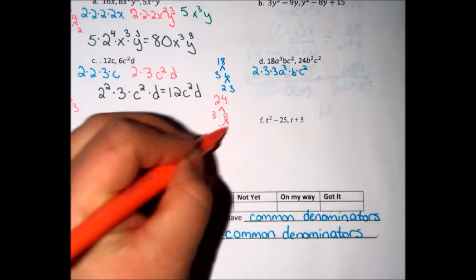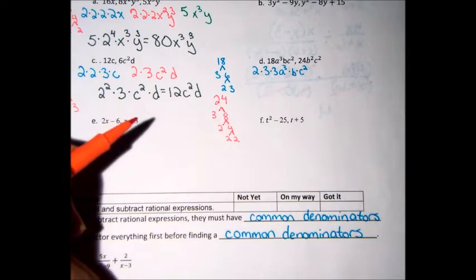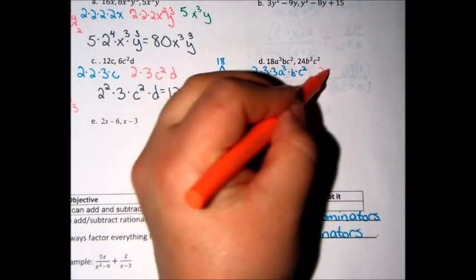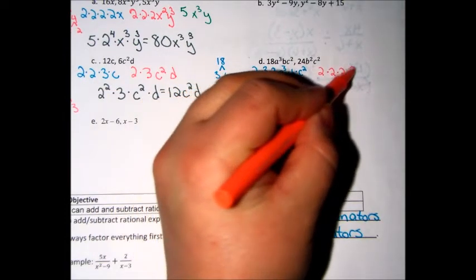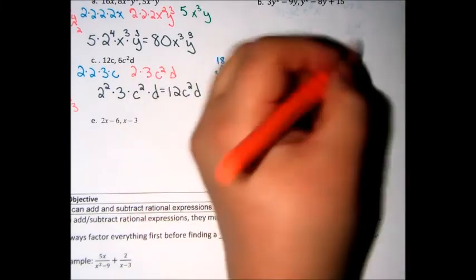3 and 8, 2 and 4, 2 and 2. So 24 is made up of 2 times 2 times 2 times 3. There are 2 B's and 2 C's.